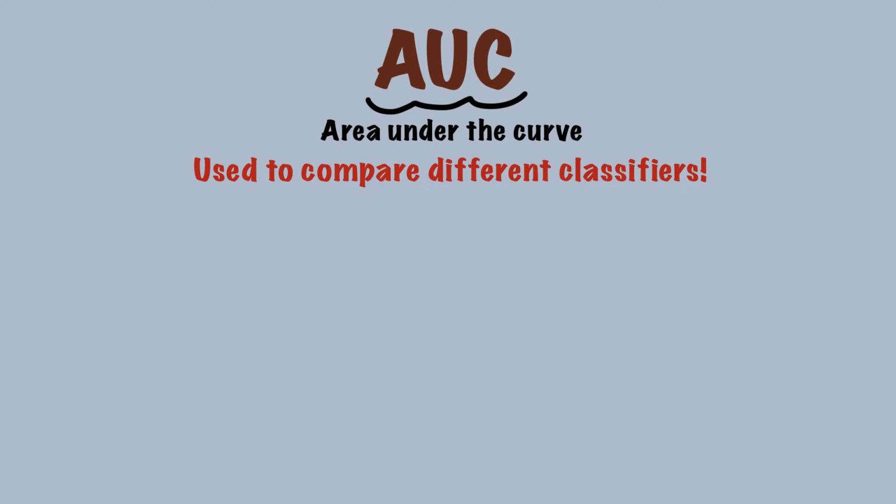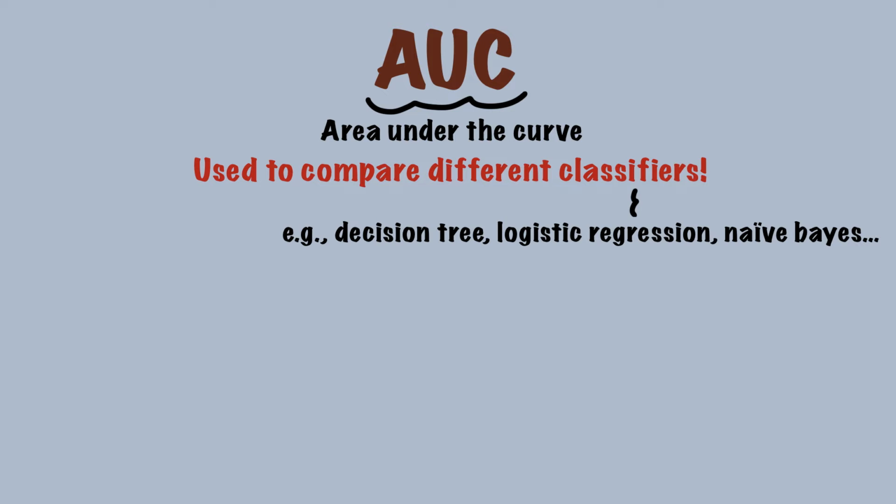Yes, we use AUC, which stands for area under the curve. So, what are the classifiers? They are algorithms that automatically classify data into different classes, such as decision tree, logistic regression, and naive Bayes. Now, let's jump back into the ROC curve.